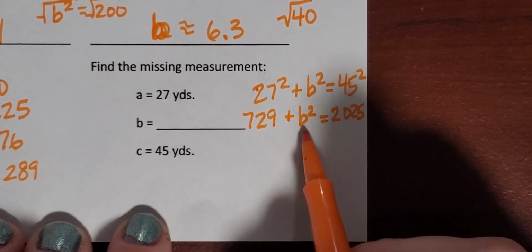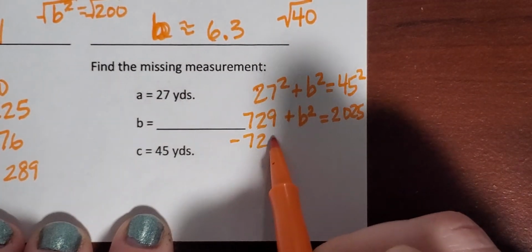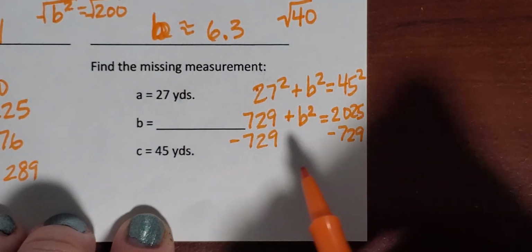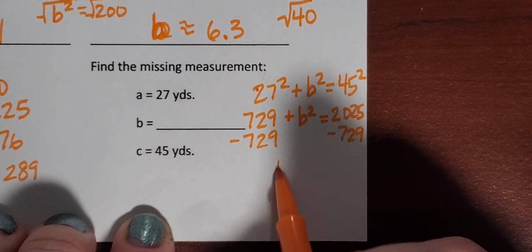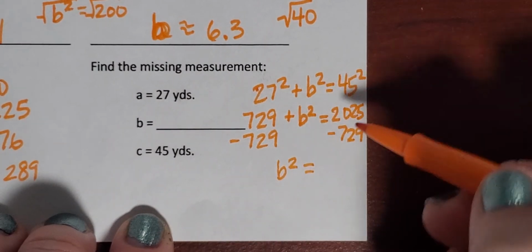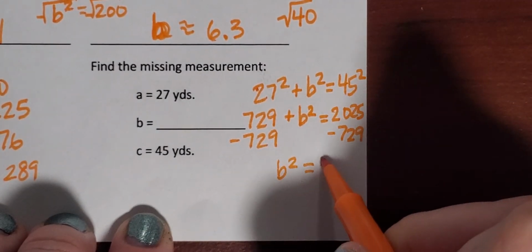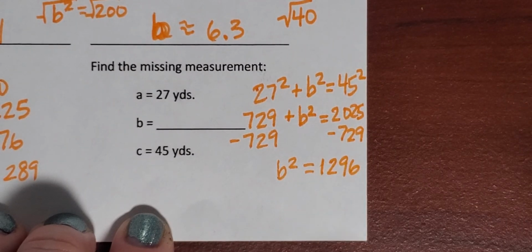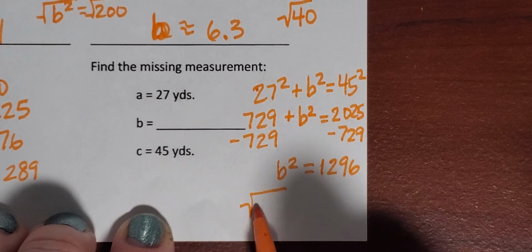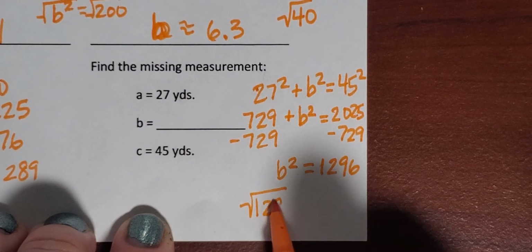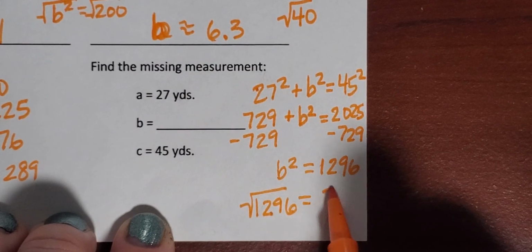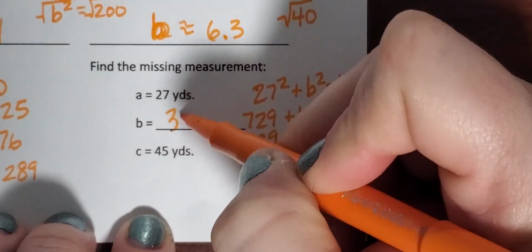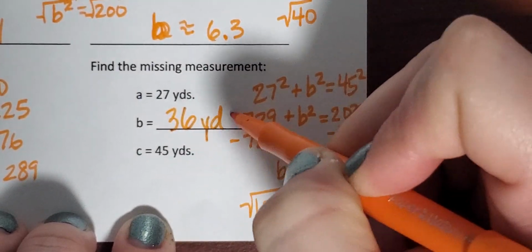All right, to get b all by itself, I'm going to have to subtract my 729 from both sides. I'm going to have b squared equals, and once I subtract these, this is going to be 1,296. Then I'm going to square root that 1,296, and that is going to equal 36. So my answer for b would be 36 yards.